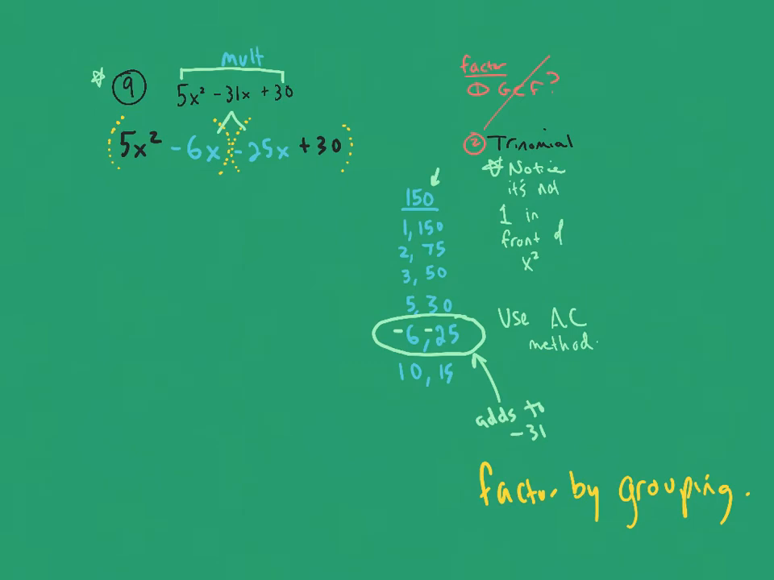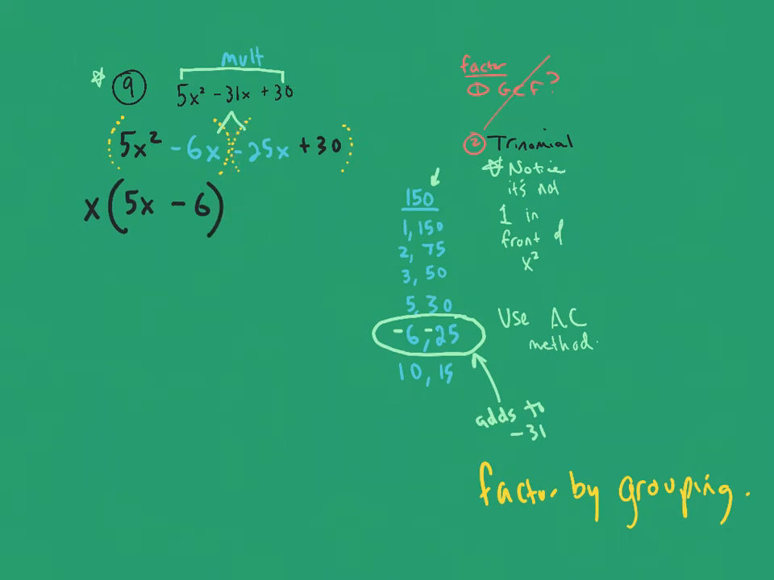Once you've got those pairings, you will want to look at these groups and say, what can we factor out? With the first pair, we can take an x out of both of those. The numbers don't have anything in common. So we'll go ahead and factor out an x. And then you want to write what's left. If you take an x out of the 5x squared, you're left with 5x. If you take an x out of the negative 6x, you're left with negative 6.